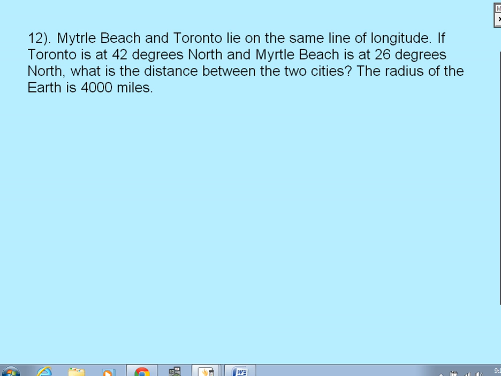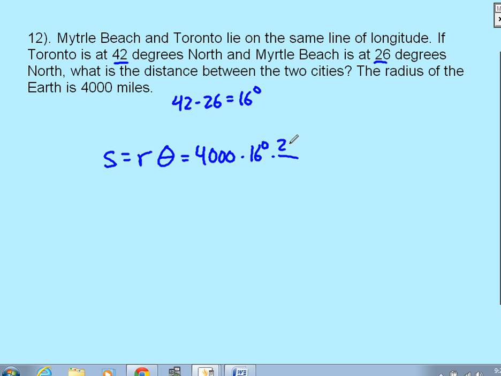All right, number 12. All we need to do here first is figure out how far apart they are in degrees. So that's easy. Just do 42 minus 26 gives you 16 degrees of difference. And we even tell you what the formula is, that the arc length equals the radius times theta. Theta needs to be in radians, though. Our radius here is 4,000, and theta, well, it's 16 degrees, but we need to get that into radian mode.